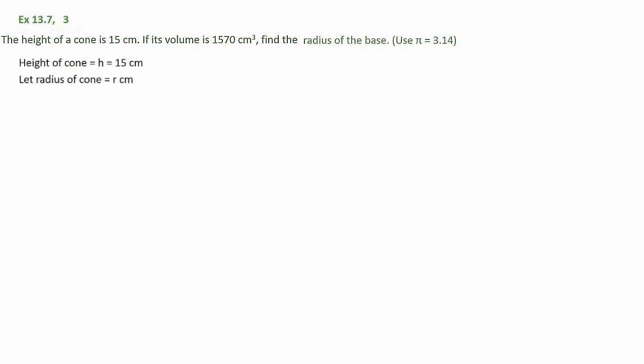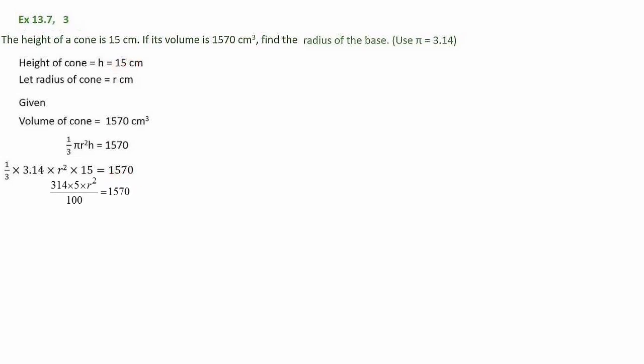So let's take the given conditions. Height h is equal to 15 centimeter and there is an unknown radius, so let it be r. Volume is given to us, 1570 centimeter cube. Volume formula we have to substitute, that is 1 by 3 pi r square h is equal to 1570. And here we have to substitute the values. 1 by 3 into pi value 3.14, that is what is given to us, r square is unknown, let it be there, into height 15, is equal to 1570.